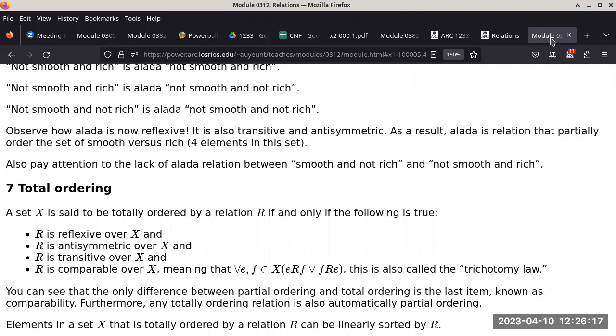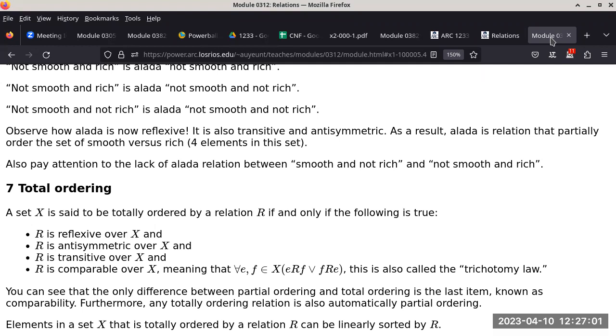So in this case, if E is 2, F is 2, then we are evaluating whether 2R2 or 2R2 is true or not. That means if the 2-2 tuple is missing, then you have false or false, which means the entire thing is going to be false. And as a result, the lack of 2-2 as a tuple will make the relation R not comparable anymore. So technically, reflexivity is like a prerequisite to comparability. Yes, it is. Yep, that is true.